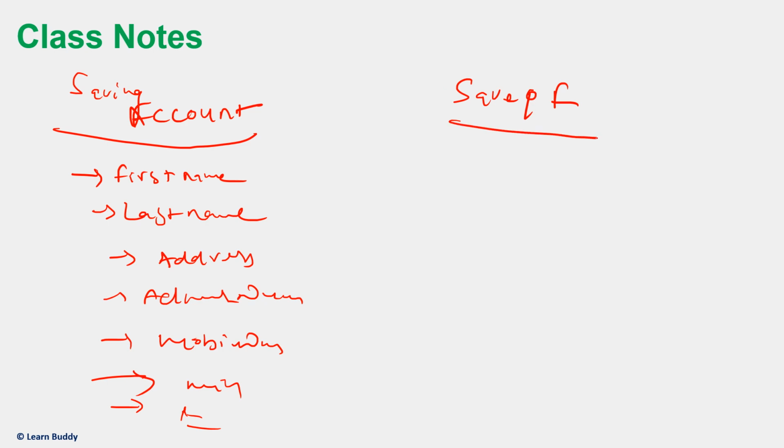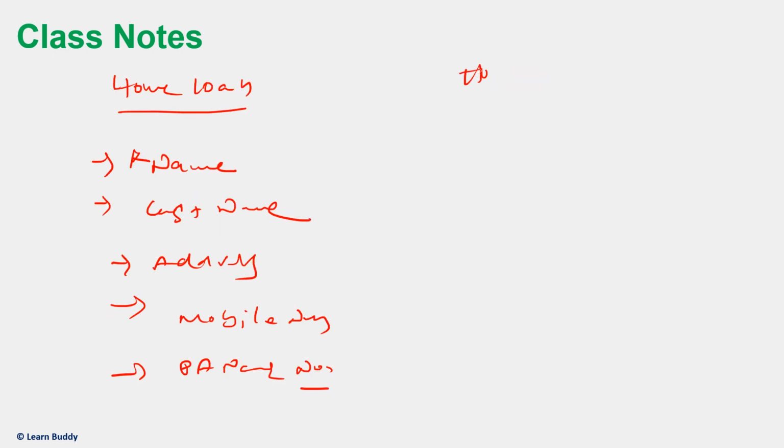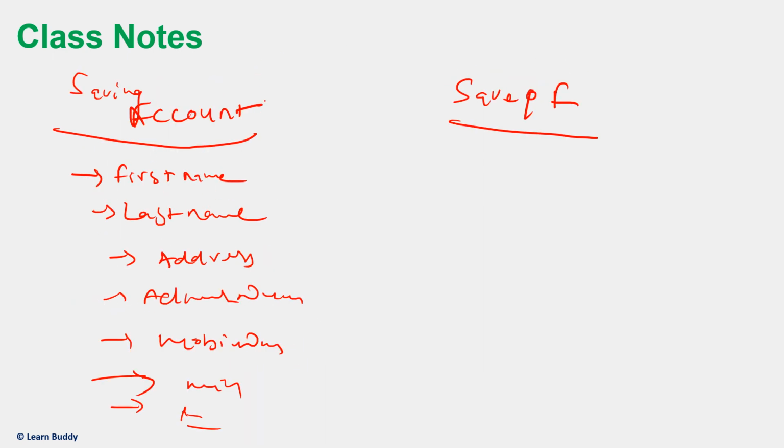If you observe here, for the saving account, let's assume the saving account file name is SAVPF. And for the credit card file, CRDPF, a physical file. And for the home loan, you can take the file HOMEPF. The save file has the first name, last name, address, Aadhaar number and mobile number. Whenever the customer wants to open a new saving account, he has to provide these, and these fields can be declared in the SAVPF physical file.